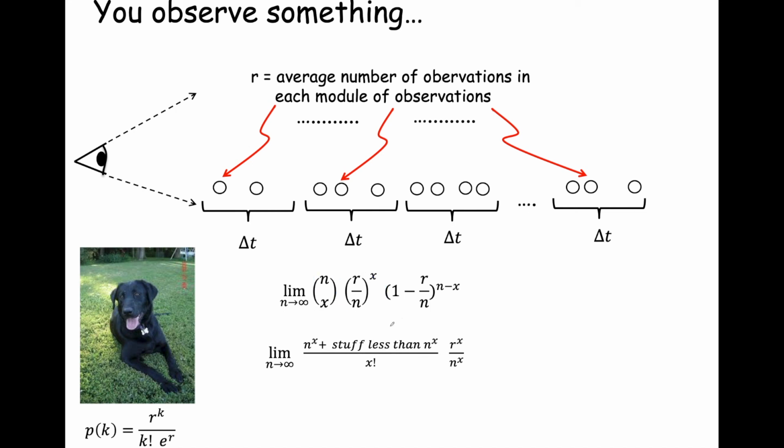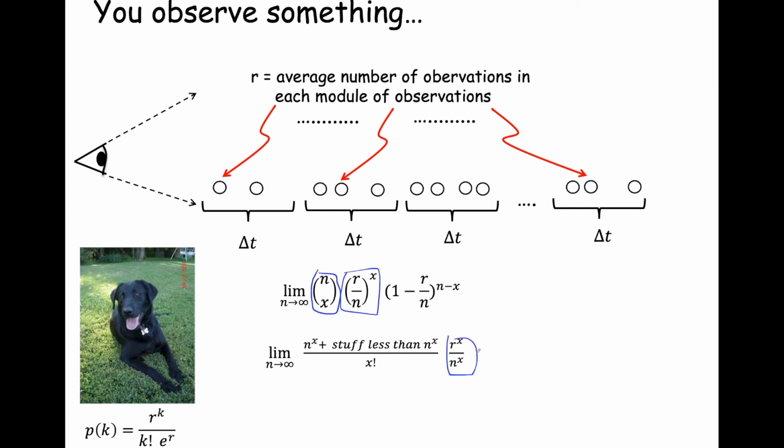Okay, so now I have these two parts. I have my n to the x over x factorial. That was from the limit for the first term. I have my r to the x upon n to the x. That's my limit for the second term. And now I look at this third term. Okay, and so I have this expression. And if I look at the limit of the product of these first two terms, something interesting happens.